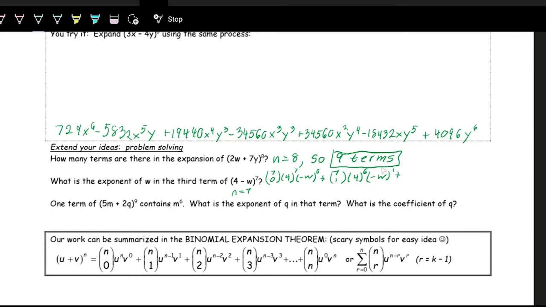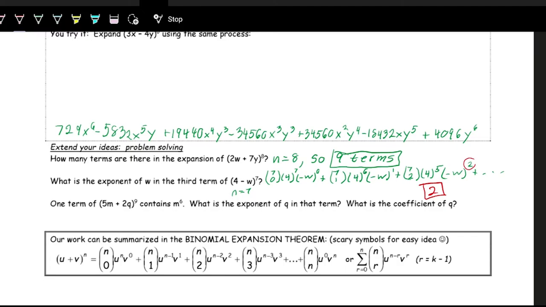So this is the first term, second term, and now the third term, the moment of truth, is 7c2 times 4 to the 5th power times negative w to the 2nd power, plus, and then it keeps going on. So the exponent of w on the third term, what we're looking for, is 2. So the answer here is 2. Really, you don't need the other parts, the 7c0 or the 4 to the 7th. You're really just thinking about, okay, w starts with exponent of 0, and then you add 1 each time. So the second term has exponent of 1 on w, so the third term has exponent of 2 on w. But I just wanted to write out what the different parts are just to reinforce the ideas of what the binomial expansion looks like.